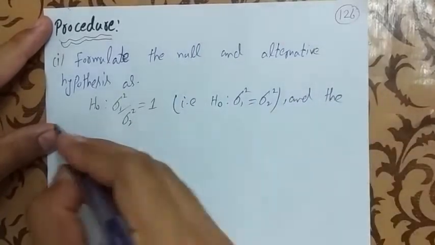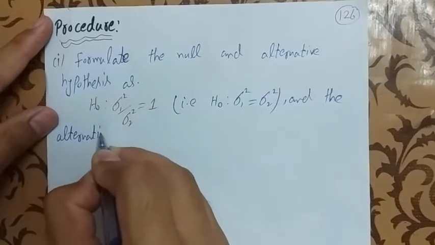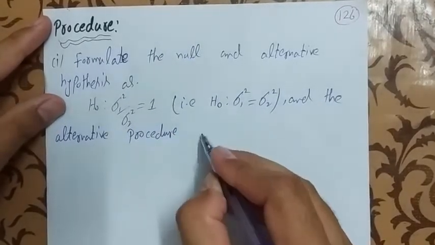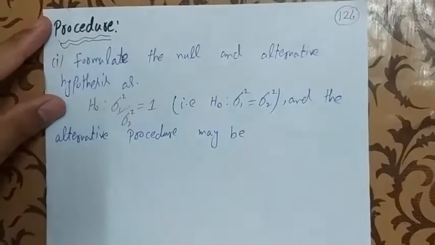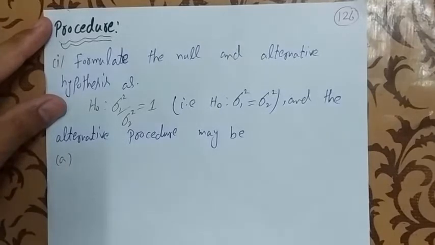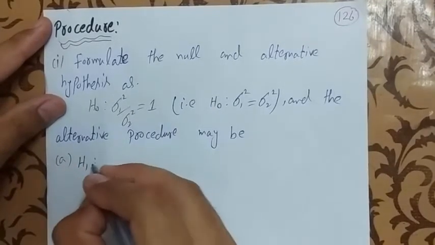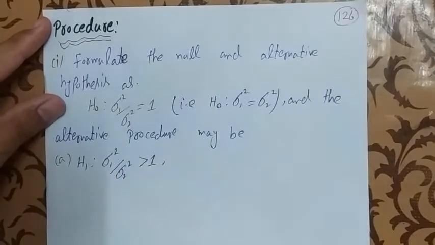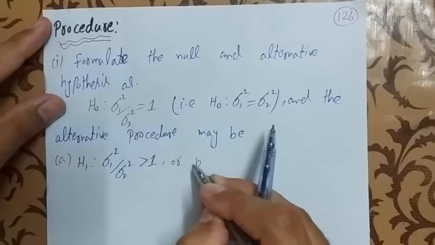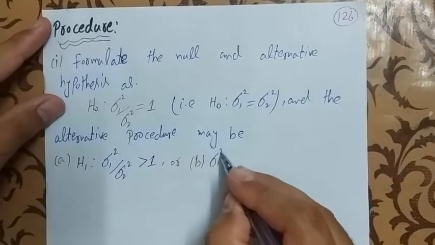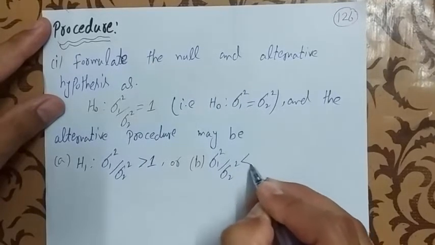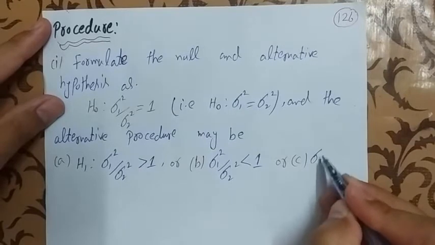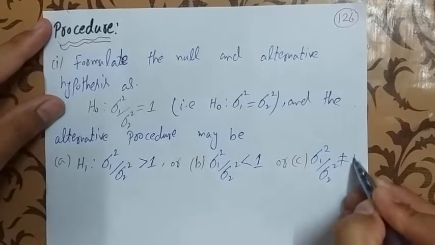And the alternative hypothesis H1 may be, first point A, sigma 1 square over sigma 2 square greater than 1, or B, sigma 1 square over sigma 2 square less than 1, or the third point C, sigma 1 square over sigma 2 square not equal to 1.